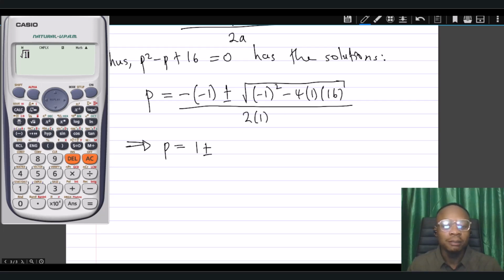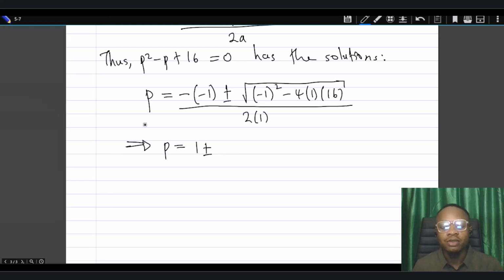So this is going to be 1 minus 4 multiplying 16. That should be 64. So 4 multiplying 16, and that is 3 root 7i. So what we have here is 1 plus or minus 3 root 7i, then all of this is divided by 2.